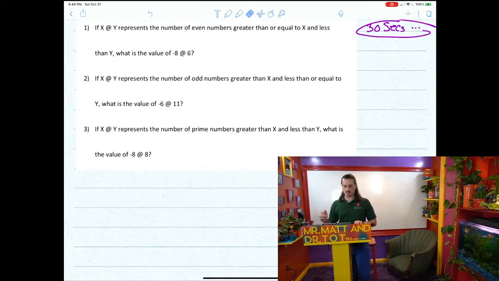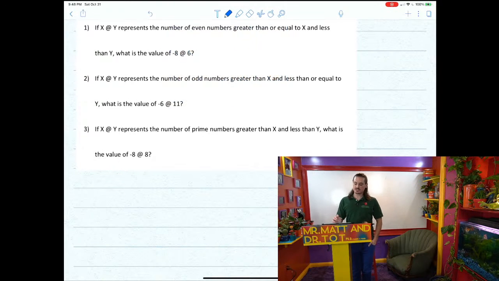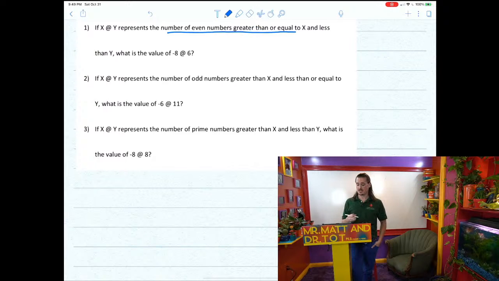Okay, so let's look at number 1. If x at sign y represents the number of even integers greater than or equal to x and less than y, what's the value of negative 8 at sign 6? So this is a symbolism question. Remember, they're allowed to make up symbols that aren't technically mathematical operations, as long as they define what those symbols represent. And here they do that.